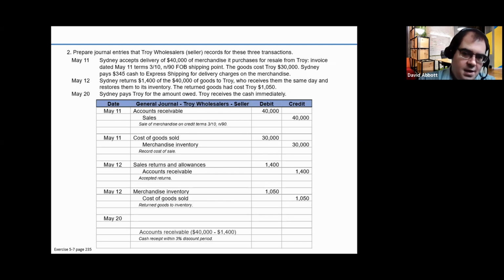You're just reversing it. So then on May the 20th, Sydney goes ahead and pays Troy the amount that was due. So Troy will debit cash $37,442 because that's the amount of cash that Troy received. They also will debit sales discounts $1,158 because that is the amount of the balance that Sydney had times 3%. Okay. And then you will credit the accounts receivable $38,600 because Sydney has now satisfied the bill.